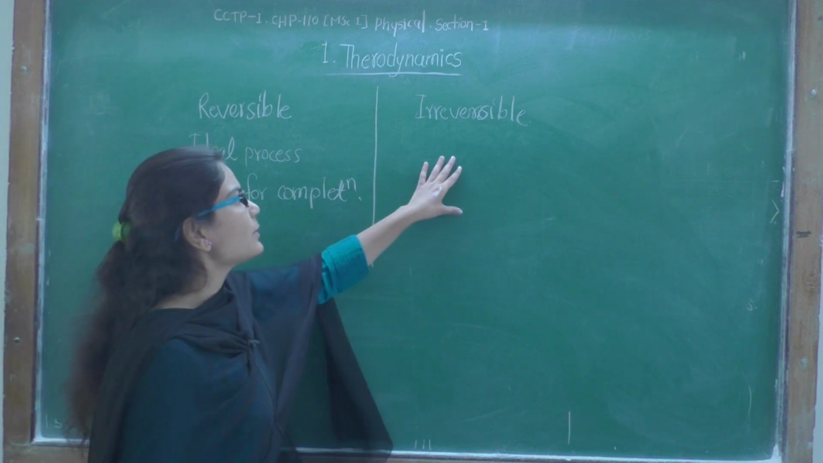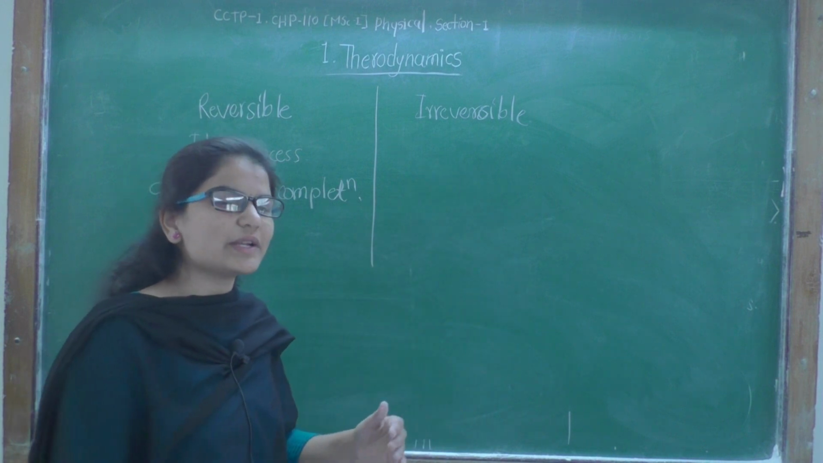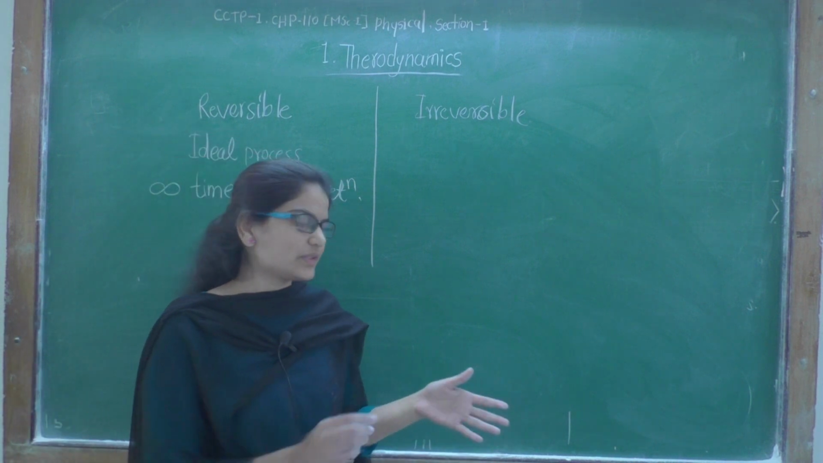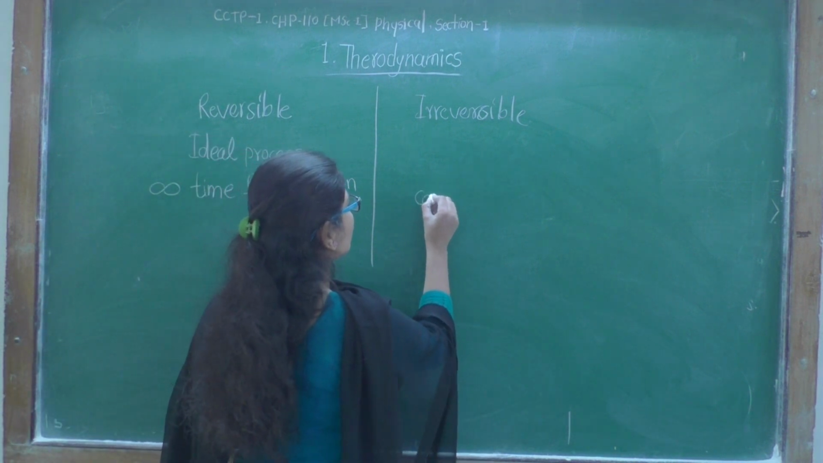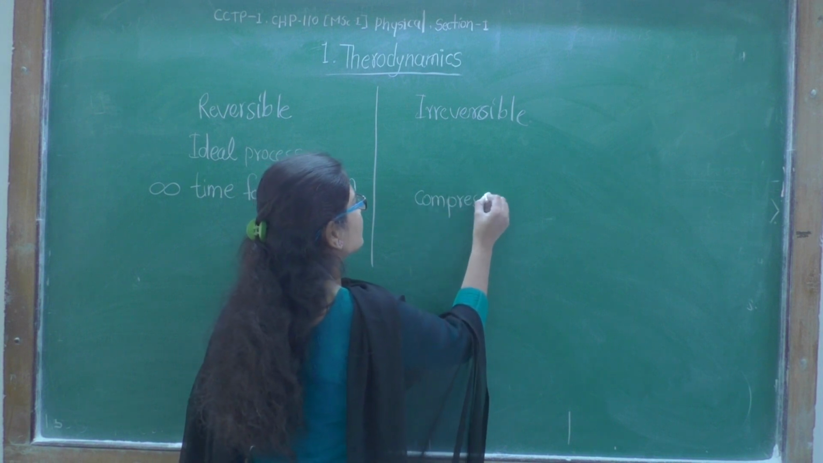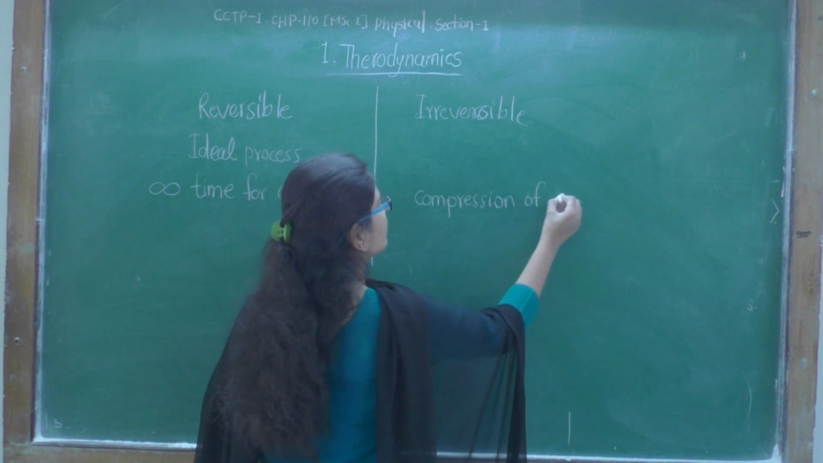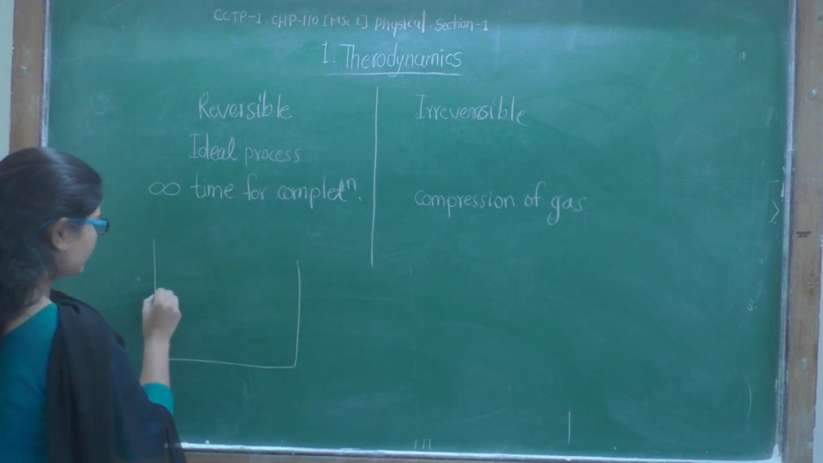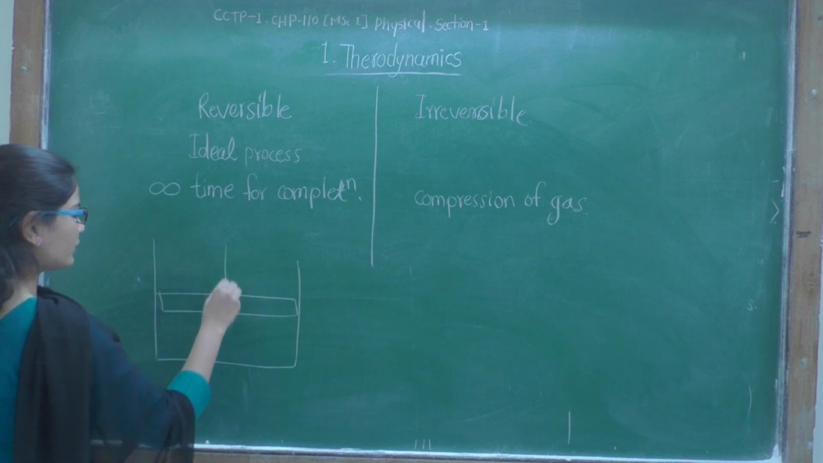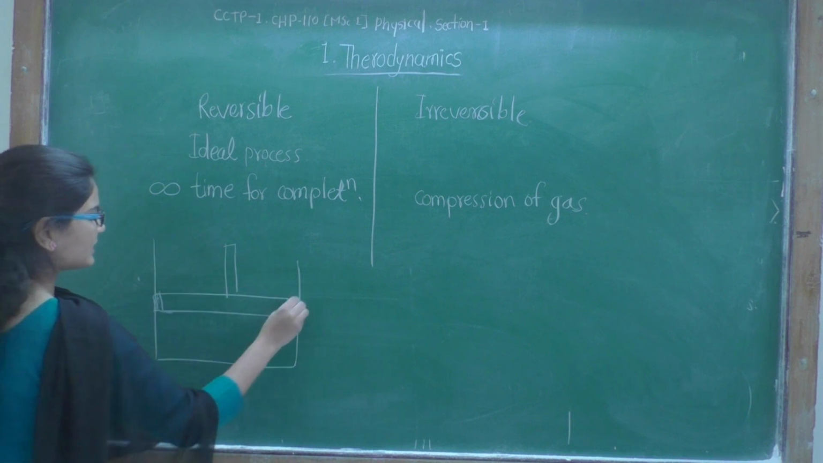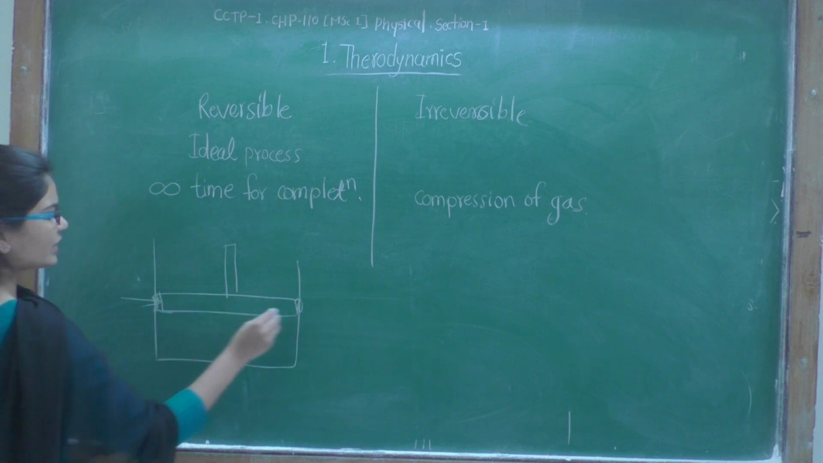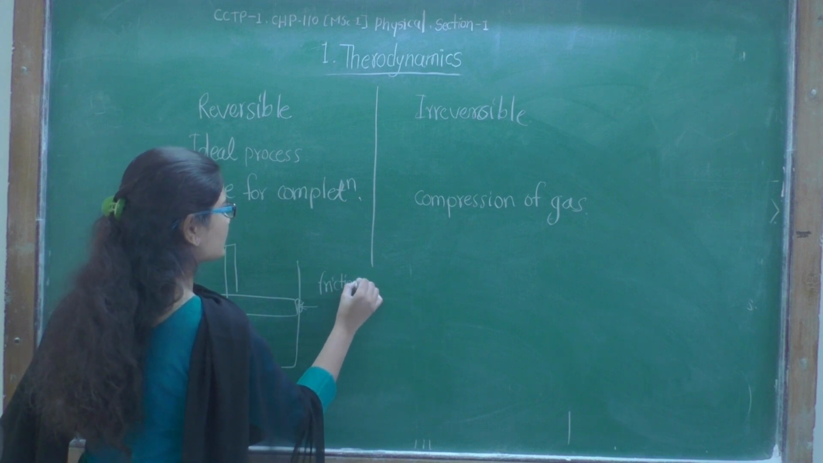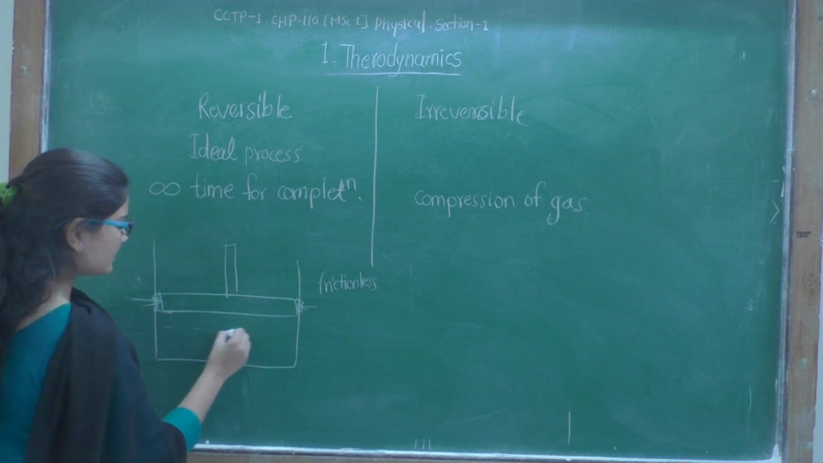And what about an irreversible process? It does not take place in infinitesimally small amounts, and it does not require infinite time. Suppose we take compression of a gas. In the case of a reversible process, see, this is the piston. This gas container, ideally the piston should be frictionless, and here is the gas.